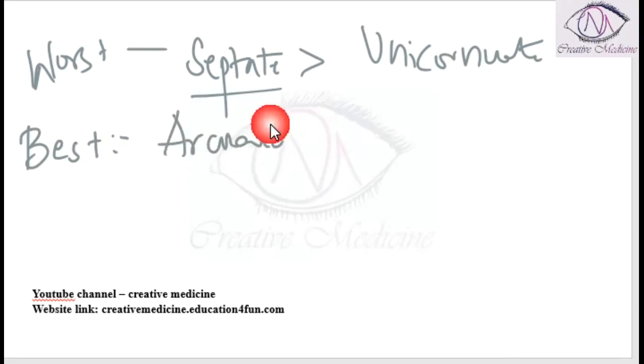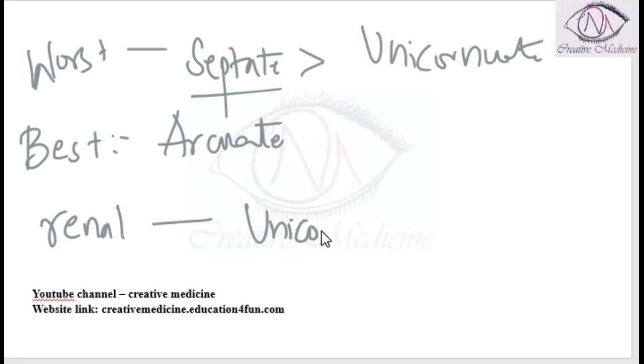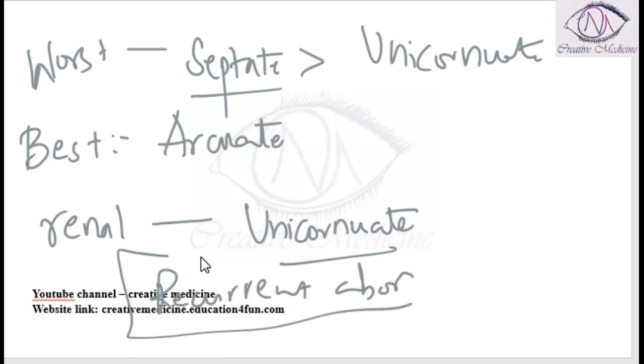Mullerian malformation associated with renal anomalies is unicornuate uterus, and the indication for management in any of these cases is recurrent abortions. Recurrent abortions is the indication for management.